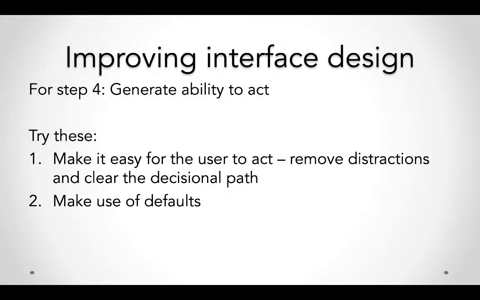For step 4, generate ability to act. Make it easy for the user to act. Remove all distractions and clear the decisional path. Make use of defaults. Do not make me think. I don't want to think, because thinking takes energy and I don't want to do that. So if I were to make it easy for the user, I need to clear the path and use defaults, so it's very simple and very system 1, very intuitive to finish the action.